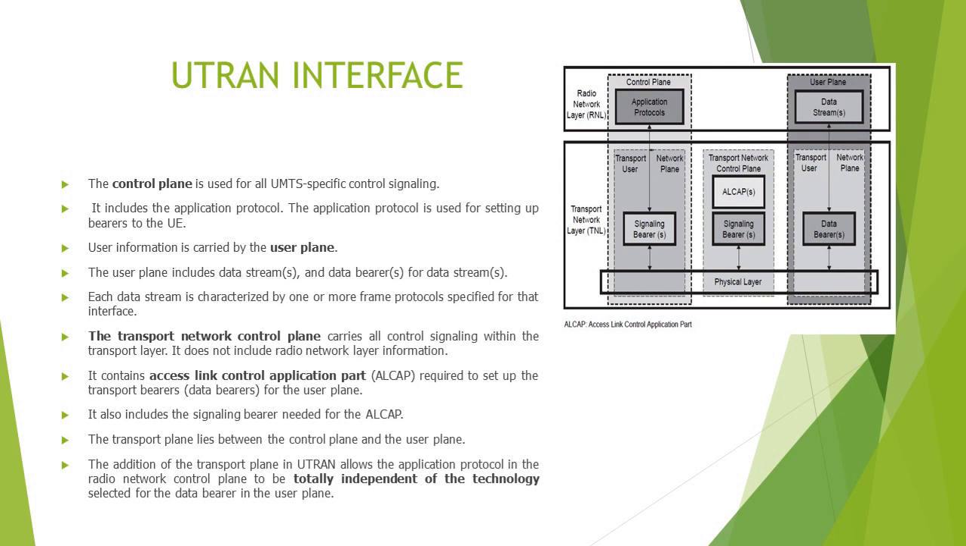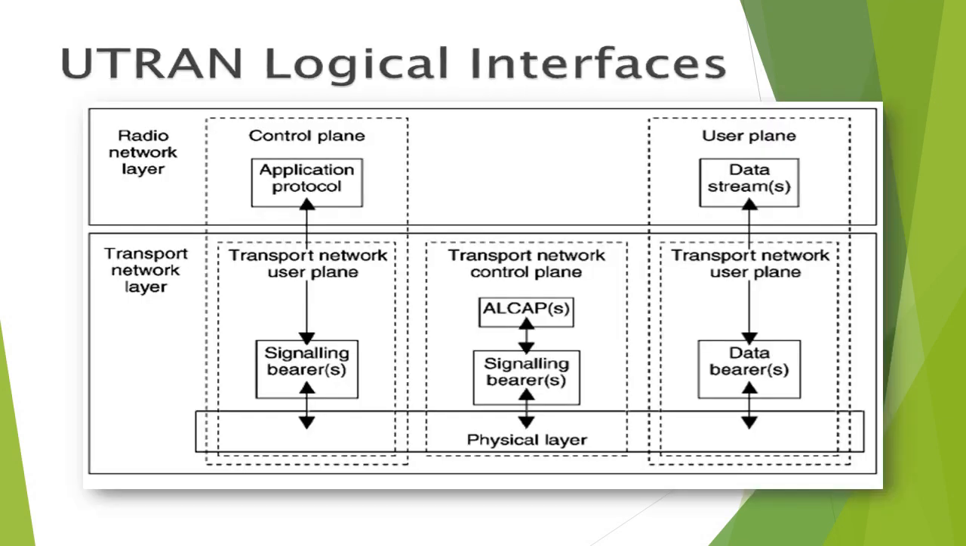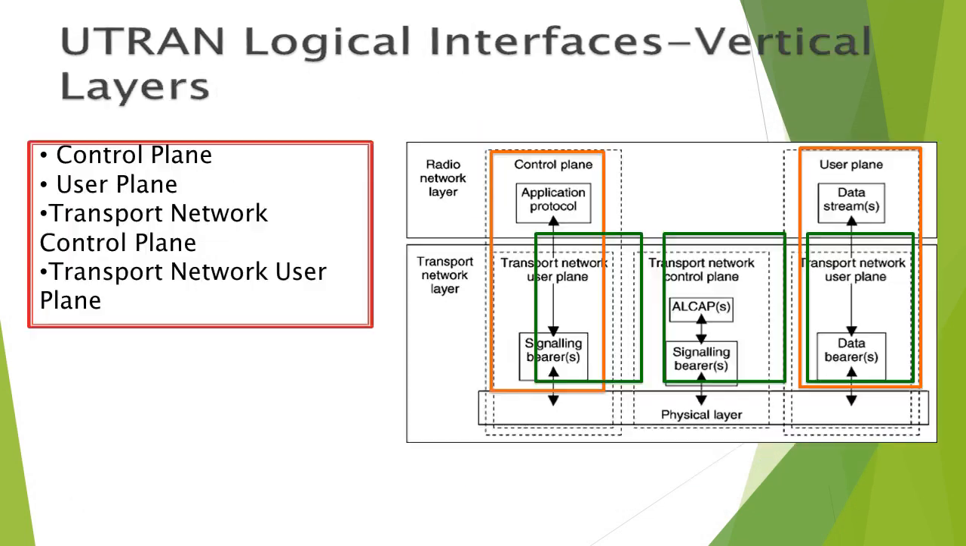and ALCAP, which is the access link control application part, which is used to set up the transport bearers for the user plane. So finally, this includes all the transport layer information between the control plane and the user plane, which is useful for providing the signaling bearer needed for the ALCAP. And this is totally independent of the technology used for transmission and reception of the information for the user plane. And these are the logical interfaces.